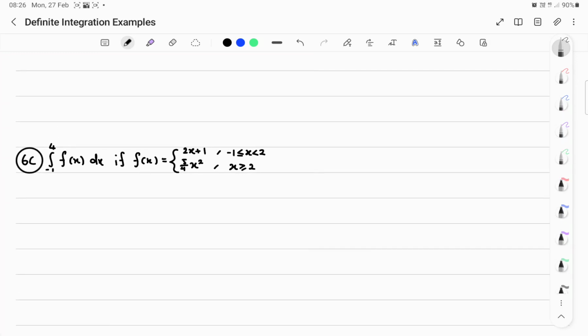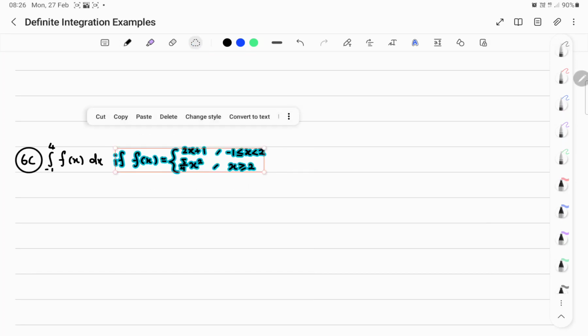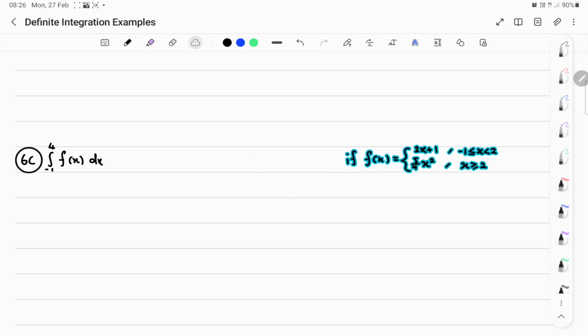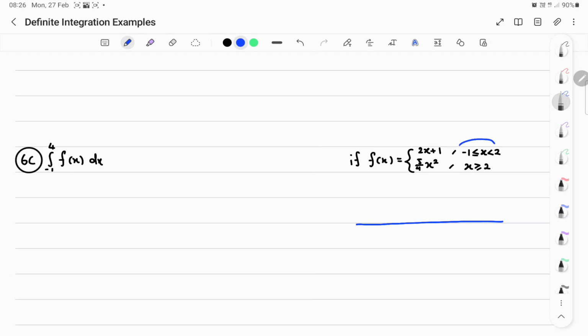Once again we have a piecewise function over here. So move it over there and then we represent it on a number line. So what do we have here? We have minus 1 and 2. Okay, so these are the fences involved in the piecewise.